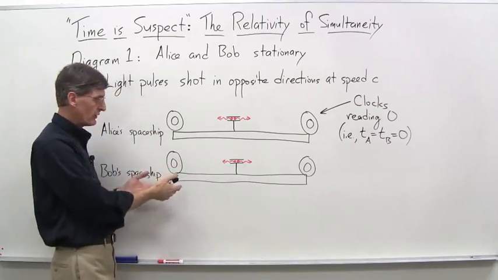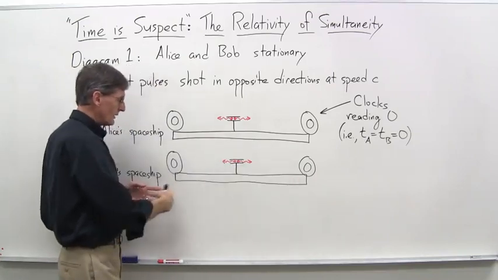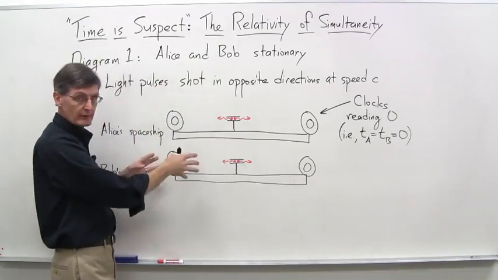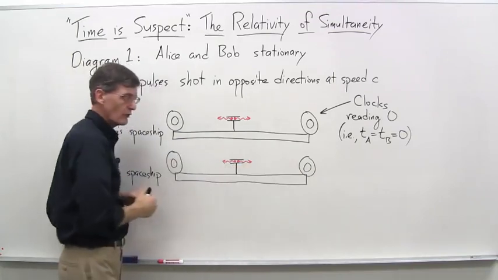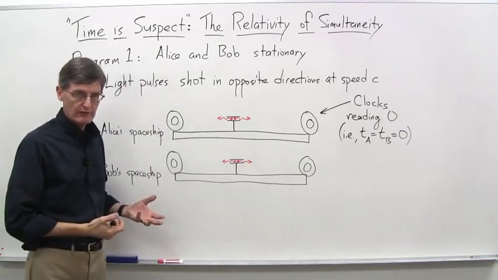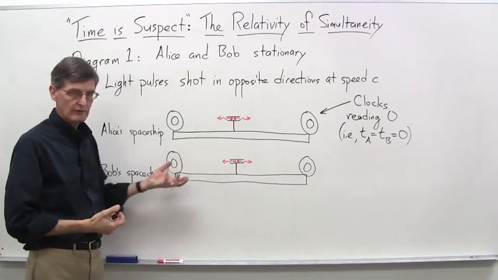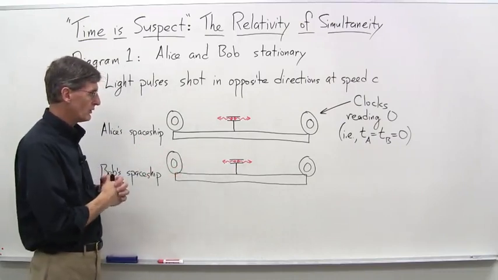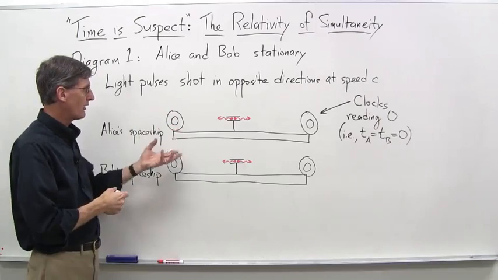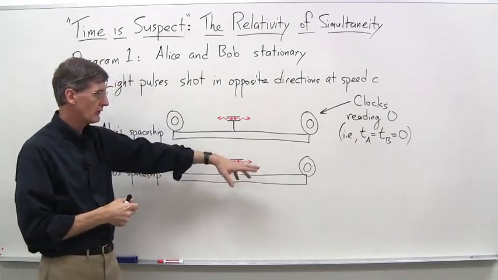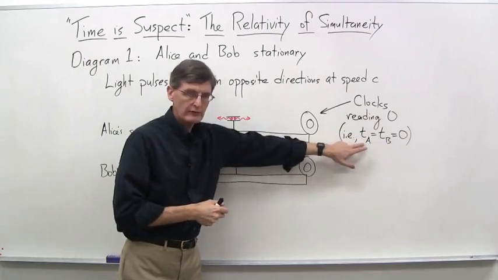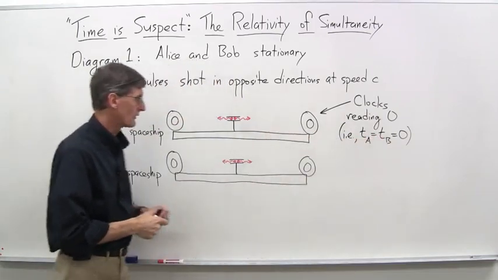Bob has a similar situation. He has his spaceship and Alice's spaceships are identical in terms of the same length. He also has two clocks, one at either end. They're synchronized with each other, so they are always reading the same thing according to Bob. And at this instant in time here, everything is 0. So we're starting off with the clocks reading 0. In other words, time on Alice's clocks is 0, time on Bob's clocks is 0.